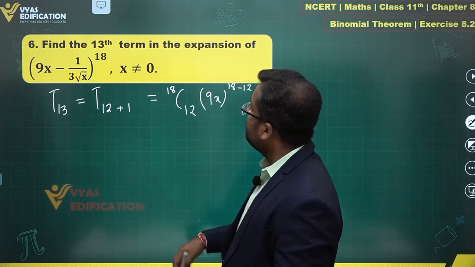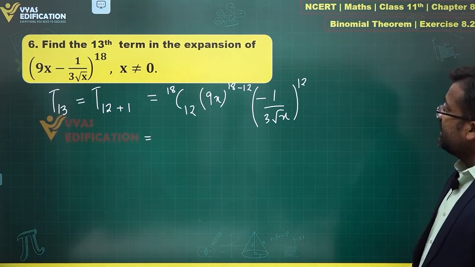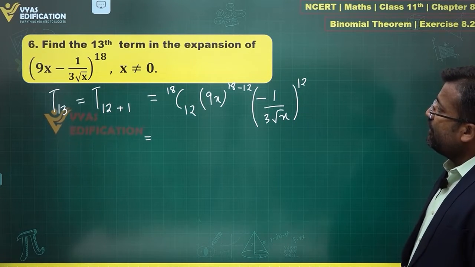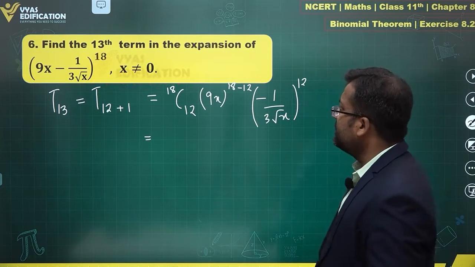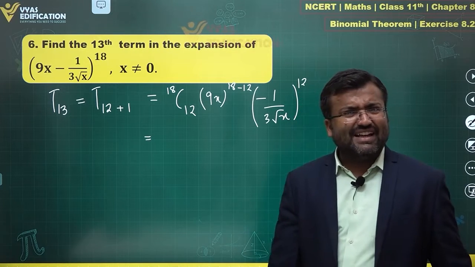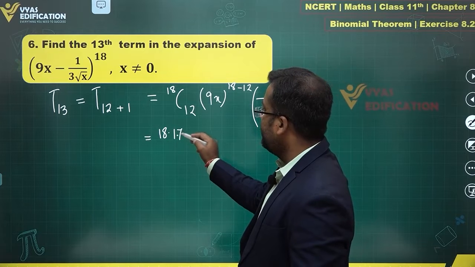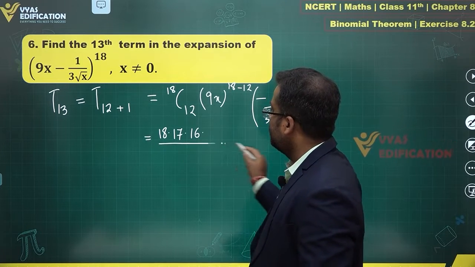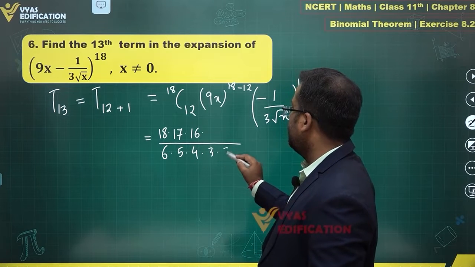And can we simplify this further? Yes, we can simplify this further to get something easier. But as you may see over here, 18C12 is pretty big. But let's see what happens. Let's try to find that. 18C12 is the same as 18C6, right? So what I'll have is 18, 17, 16 over 6, 5, 4, 3, 2, 1.